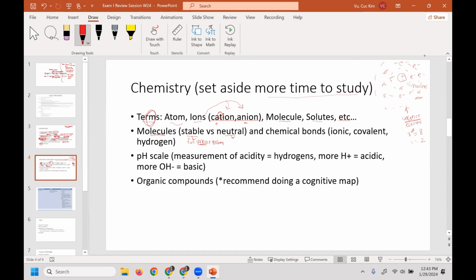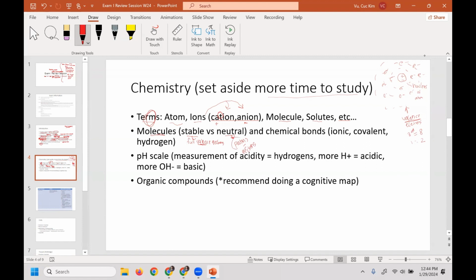Where neutral means that what? Since I know you know it. What does neutral mean? Yes. So neutral means that the number of protons is equal to the number of electrons.